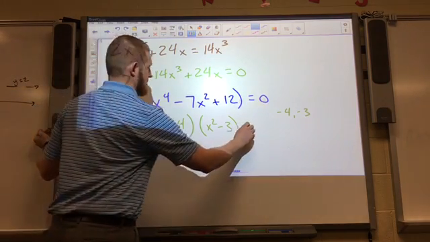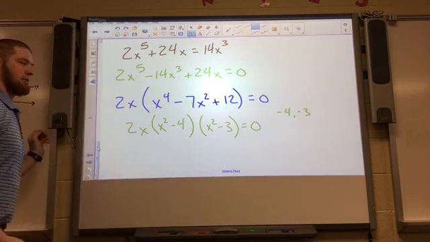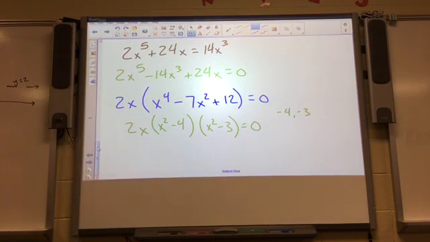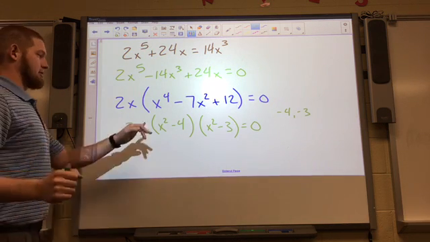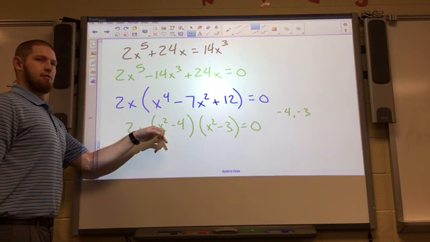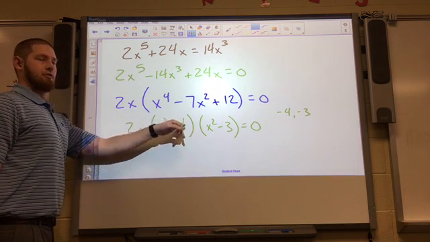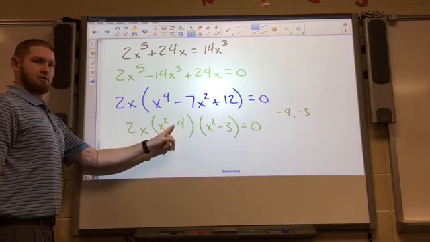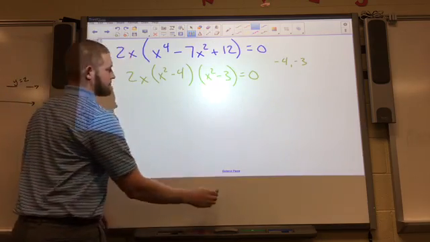This is a perfect example where you get to this place and you think you're done, but you're not. Ask yourself, why am I not done? I'm supposed to find out what x is, but I'm not even done factoring yet. What is that? Difference of two squares. Difference because of subtraction.